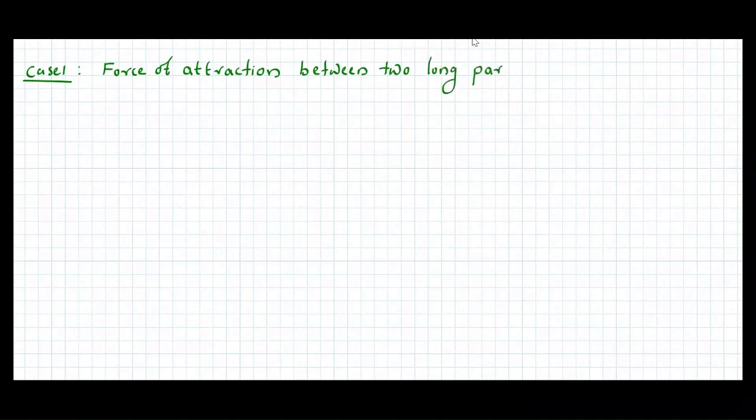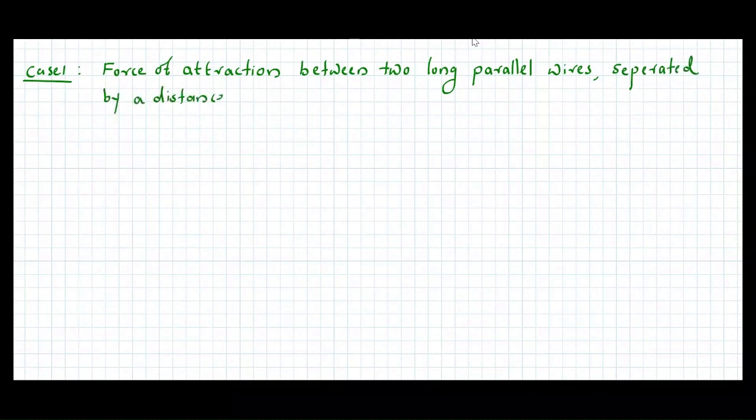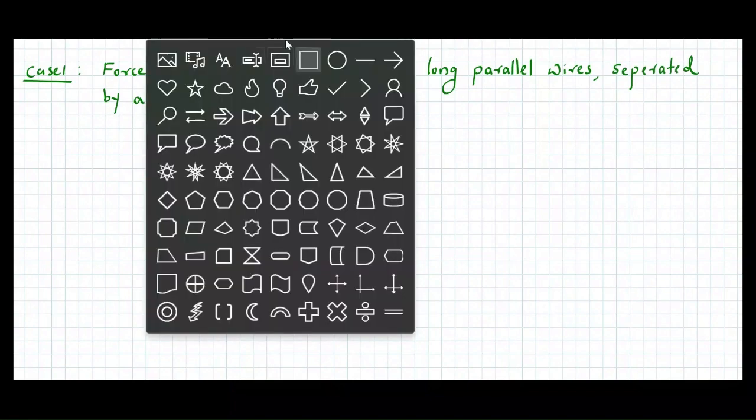Now consider the case when the length of the wire is infinite. That is, what is the force of attraction between two long parallel wires carrying current I1 and I2 respectively? We have seen that the magnetic field at a distance s from an infinitely long wire carrying a current I is mu 0 I by 2 pi s, and we have to use that relation here to find the force of attraction between two long parallel wires.